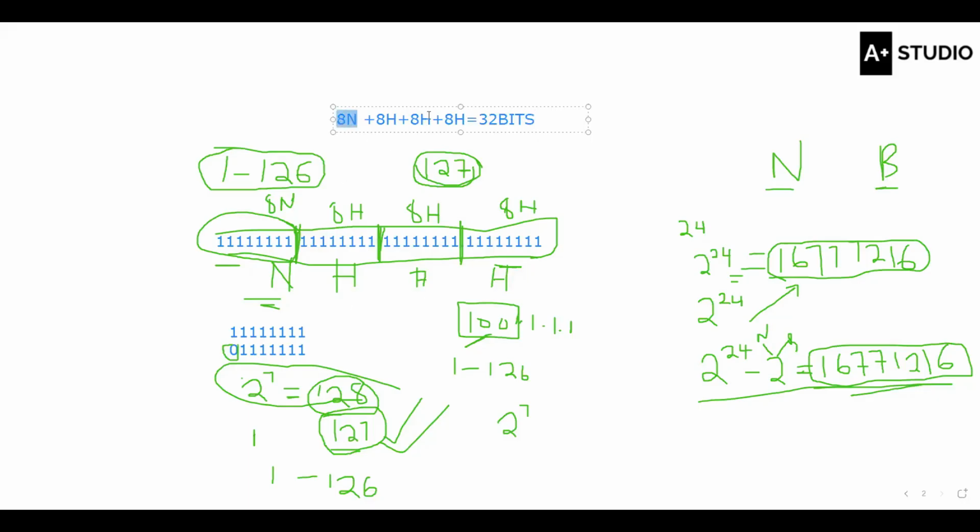Octet is used for the network section. And the last 24 bits are used for the host portion. That is the host ID.